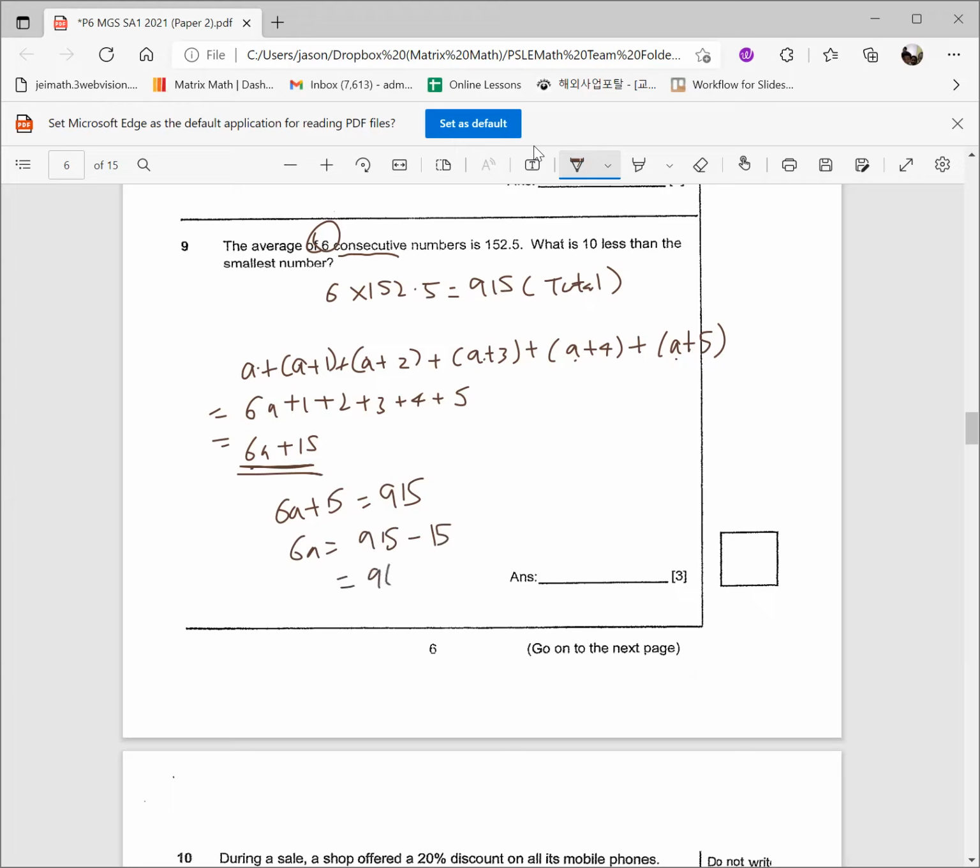900. A will be 900 divided by 6, and that is 150. So 150 is the smallest number, which is this number, 150. But the question requires you to find 10 less than the smallest number. So 150 minus 10. Answer is 140.